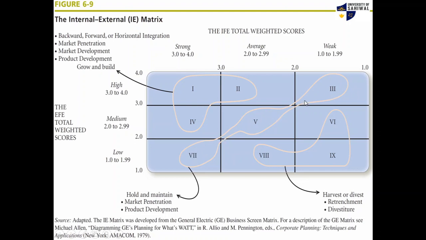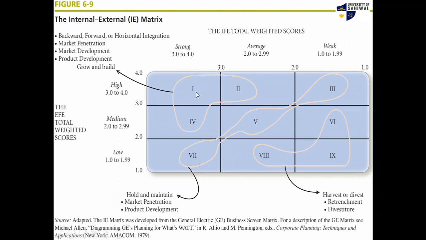If our matrix falls somewhere here, in quadrants 3, 5 and 7, it means we can have strategies like market penetration, where we focus on existing products and existing markets and increase our marketing efforts. We can develop a product while staying in the same market, or we can hold and maintain the same businesses we are doing. So these are the strategies.